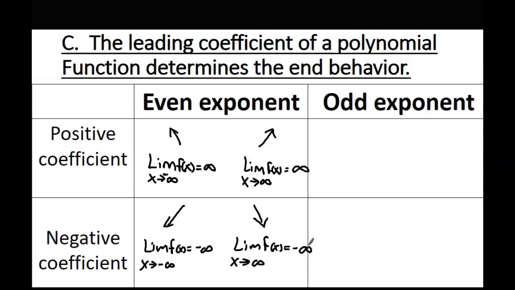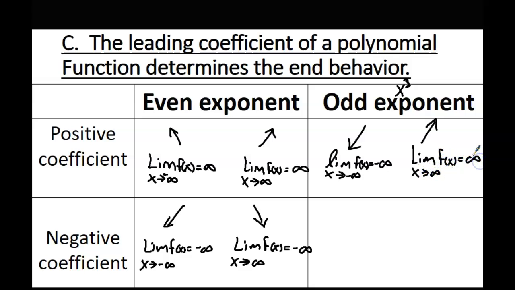Okay. When you have an odd exponent, like x cubed, the ends go in the opposite direction. So in this case, when the coefficient was positive, it went up on the right and down on the left. So the limit as x approached negative infinity was negative infinity. But the limit as x approached positive infinity was positive infinity. But if we put a negative in front of that x cubed, it flips it upside down, and so that causes the left side to go up and the right side to go down, and we have this.